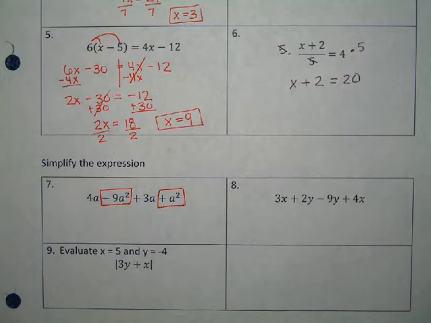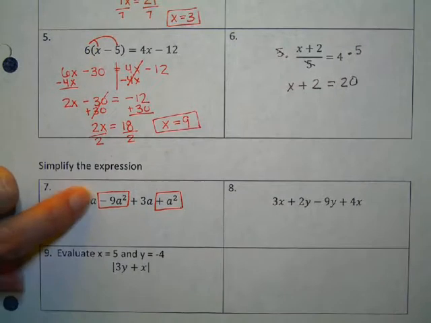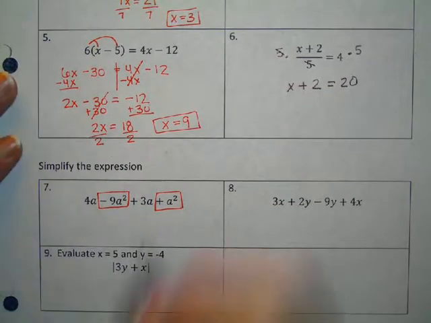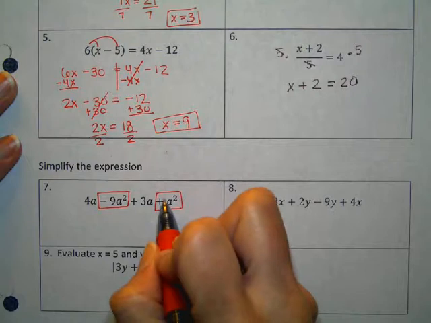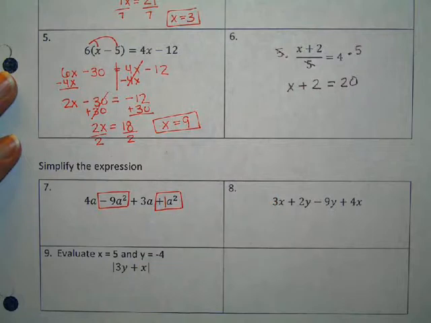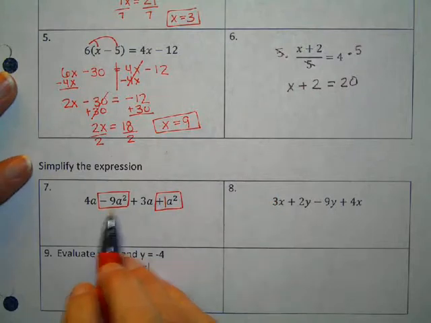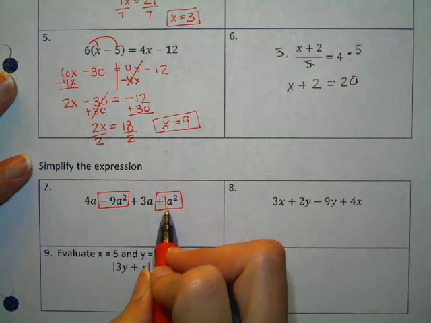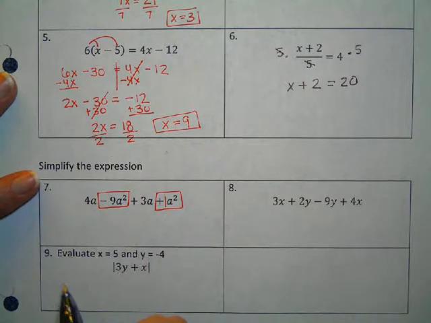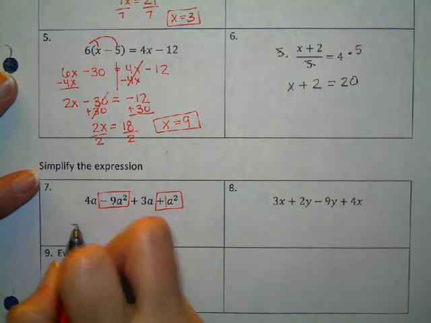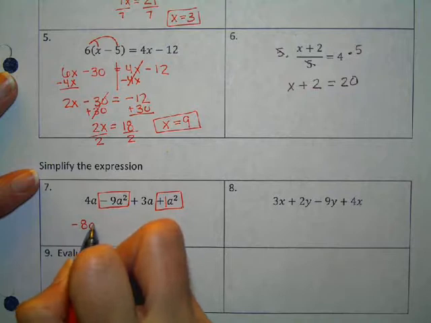Remember, the exponent is with the variable, not with the number. So this does not become 81. This is just a negative 9. And this one doesn't have a number, so we call that just a 1a squared. So when you add negative 9a squared plus 1a squared, you keep the letters because they are the same. So that would be negative 8a squared.